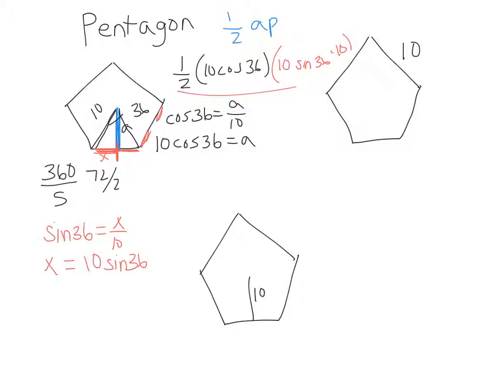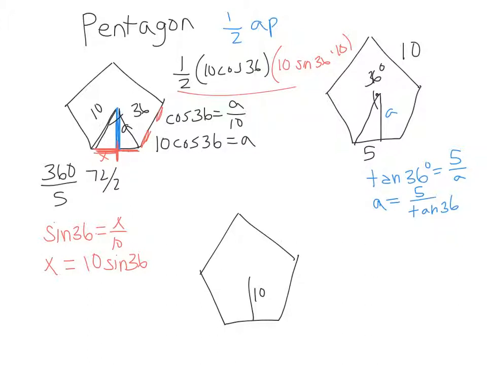Okay, then I'm going to do a pentagon with a side length of 10. So we need the apothem. We know this is 5. We already know that this is 36 degrees. We need to figure out what the apothem is, so I'm going to use tangent. The tangent of 36 equals opposite 5 over a. So the apothem is 5 divided by the tangent of 36.